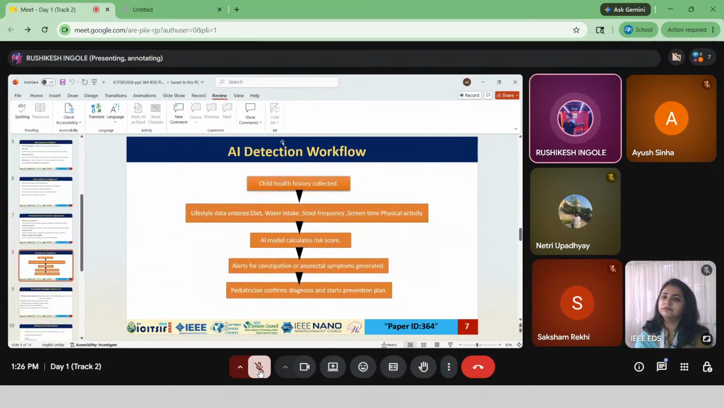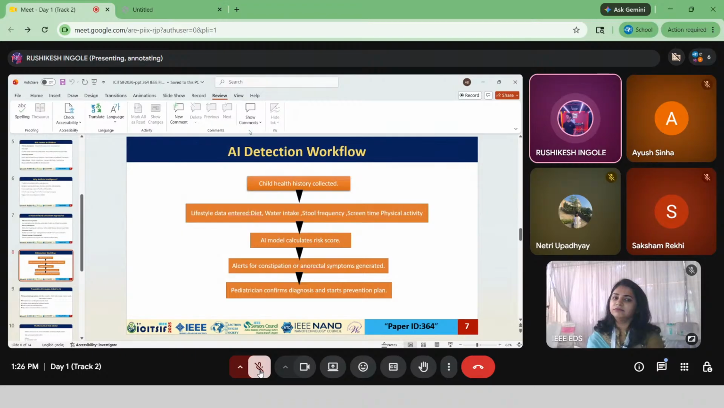AI detection workflow: child health history is collected, then lifestyle data is entered: diet, water intake, stool frequency, screen time, physical activity. The AI model calculates the risk score. Alerts for constipation or anorectal symptoms are generated. Then the pediatrician confirms the diagnosis and starts the prevention plan.